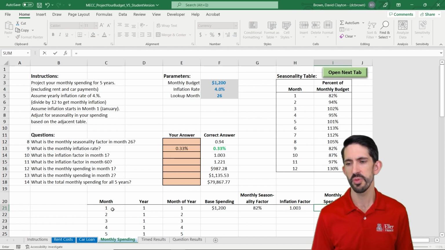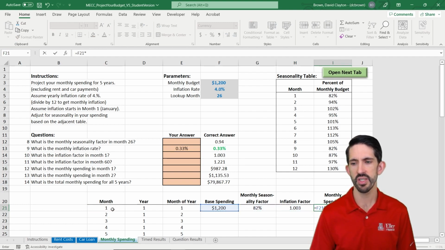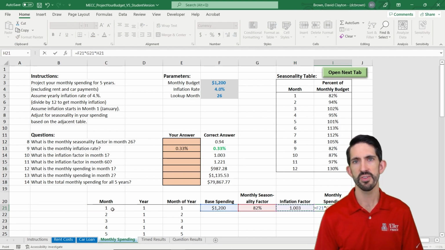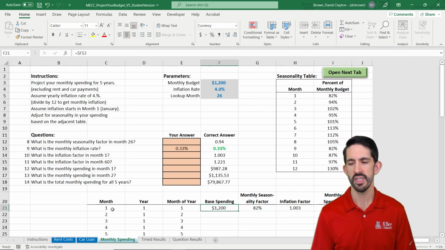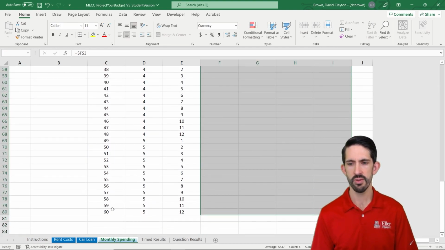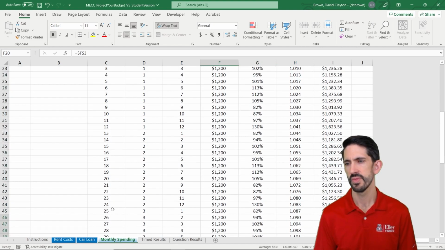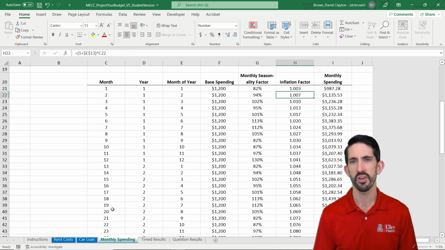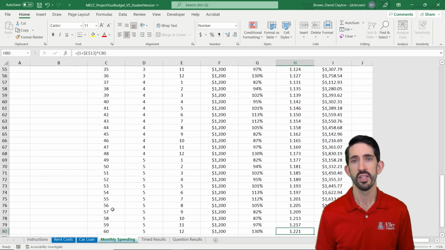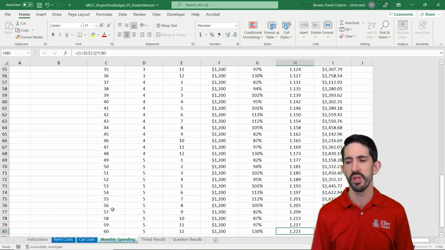Before we do, let's calculate our monthly spending. All that's going to be is our base spending times our seasonality factor times our inflation factor. And now we can take this whole model and copy it down. So Control Shift across, down arrow, and then Control D to fill down. And now we have our monthly spending across. And we see our inflation factor has gone from 30 basis points in the first month to a cumulative 22% over the course of the 5 years. So that is the compounding coming into play.